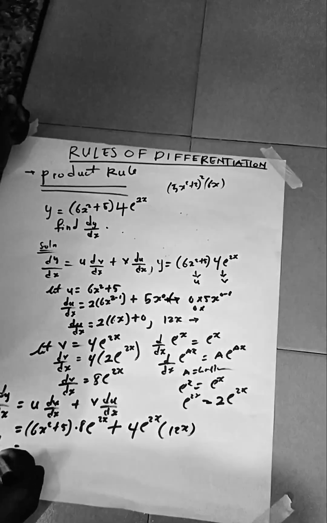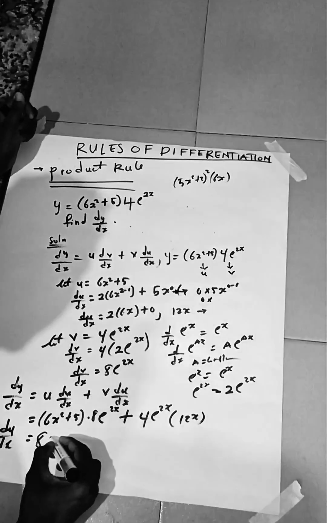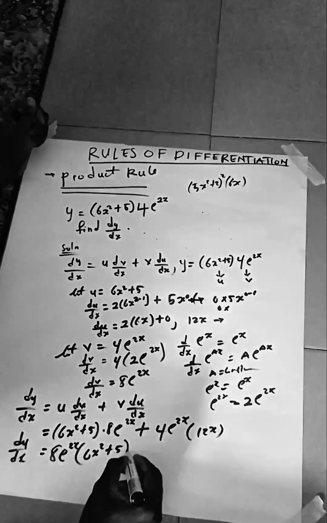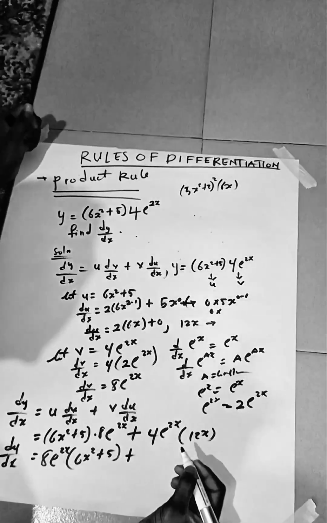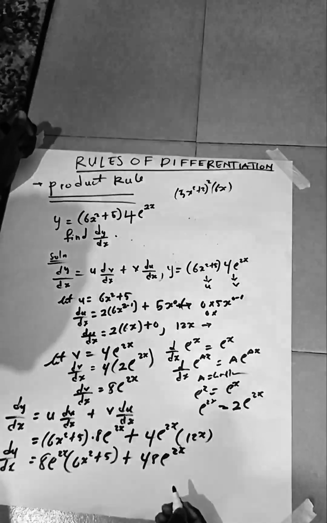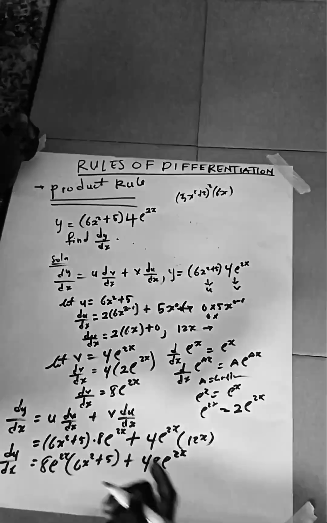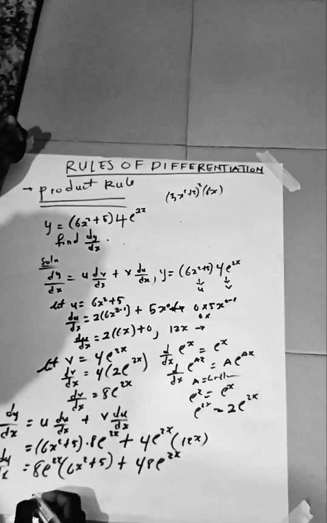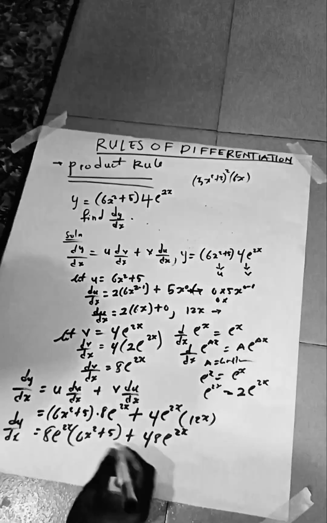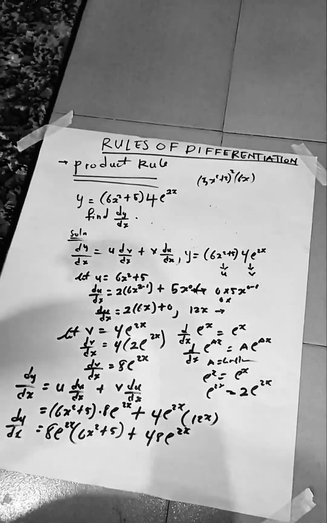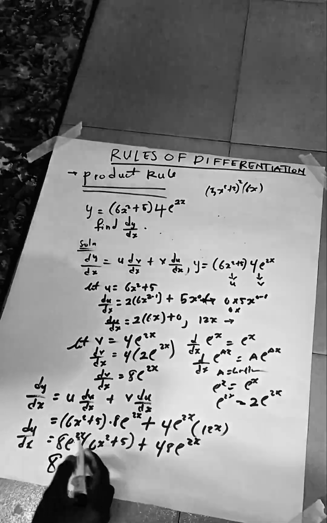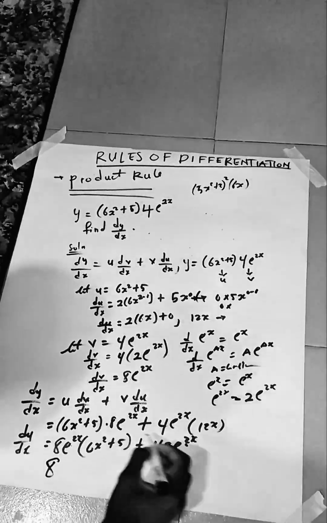So let's simplify this. Our dy by dx is just going to be 8e to the 2x multiplied by 6x squared plus 5, then plus 12 times 4 is 48, so we have 48e to the 2x. Now we can factor out 4e to the 2x, or rather 8e to the 2x. Can we factor out 8? No, we can't factor out 8. We could either leave our answer like this, or we could factor out e to the 2x. So what is common in 8 and 48? Oh, 8 is actually common, so we can factor out 8. You can also factor out e to the 2x since they both are present here.